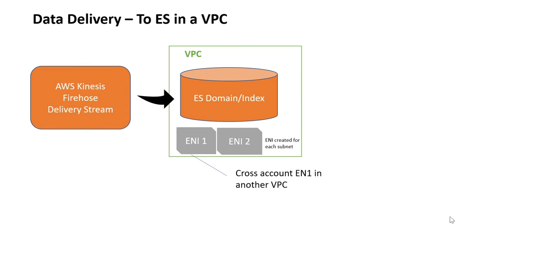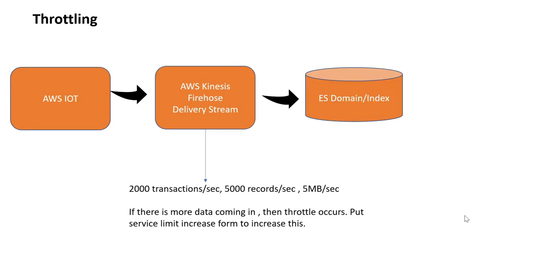Now, if you want to write data to ES in a VPC, this communication happens through ENI. ENI adapters need to be created for each subnet. So a cross account ENI in another VPC has to be created, and Kinesis communicates through that. If the reads are more and the writes have to be scaled, then more ENIs will be created here. Now let's look at some troubleshooting areas.